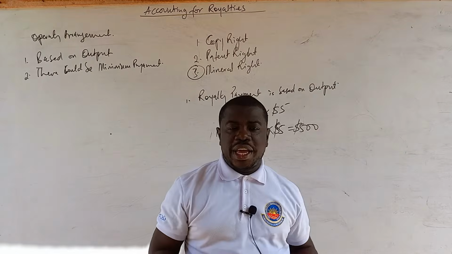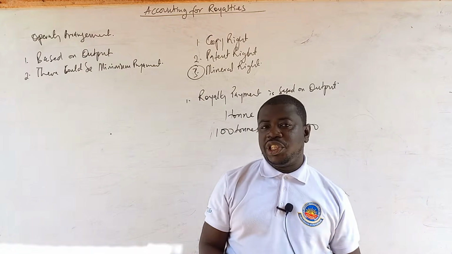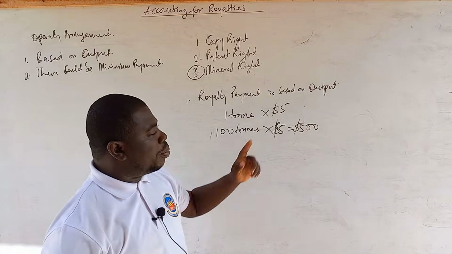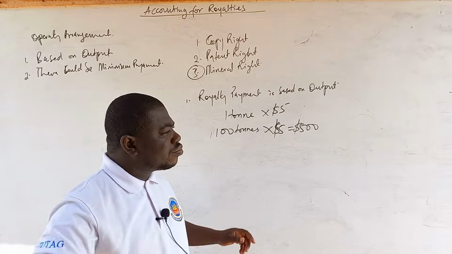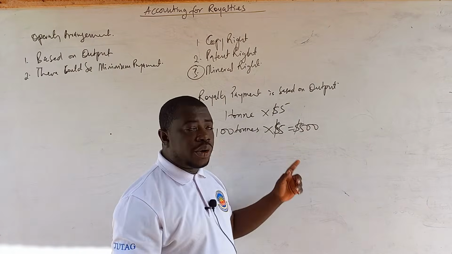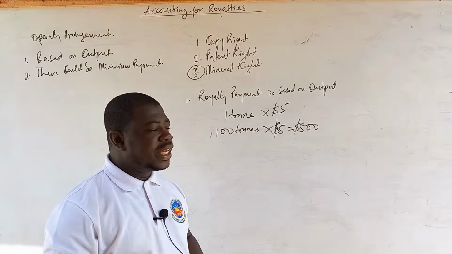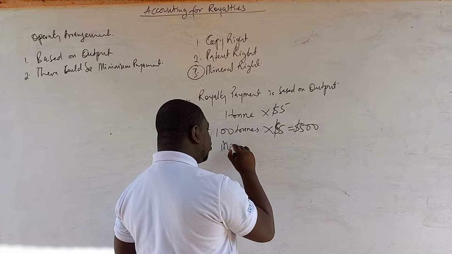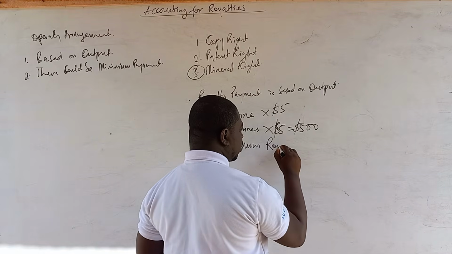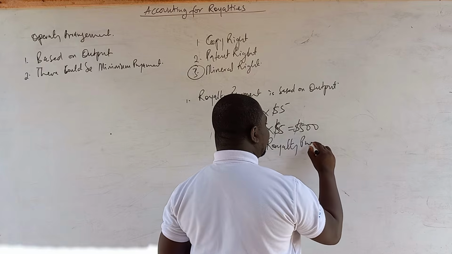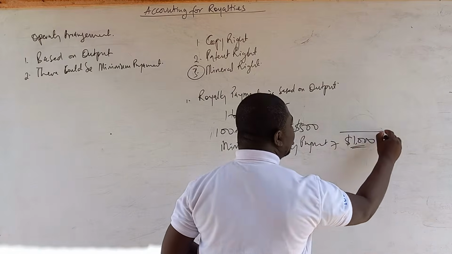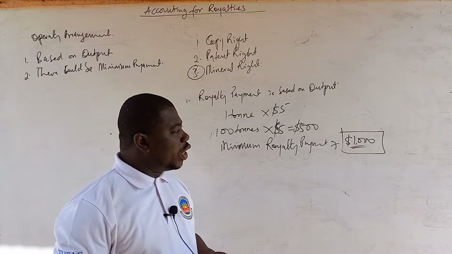You know, when you go and seek permission to use the land, and then the agreement is signed, and you are told that for every ton you pay $5. Now, the landlord could also tell you that no, even though for every ton you pay $5, I am going to take a minimum. You can call it minimum rent payment or minimum royalty payment. A minimum royalty payment of, let's say, $1,000. This is the minimum I will take every year. So there could be a minimum.